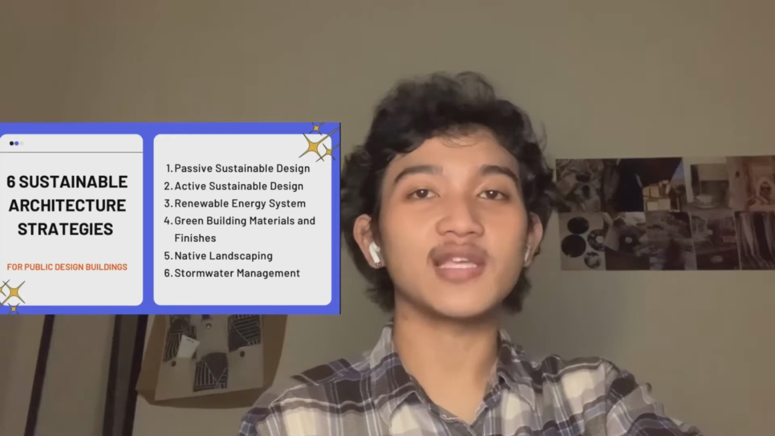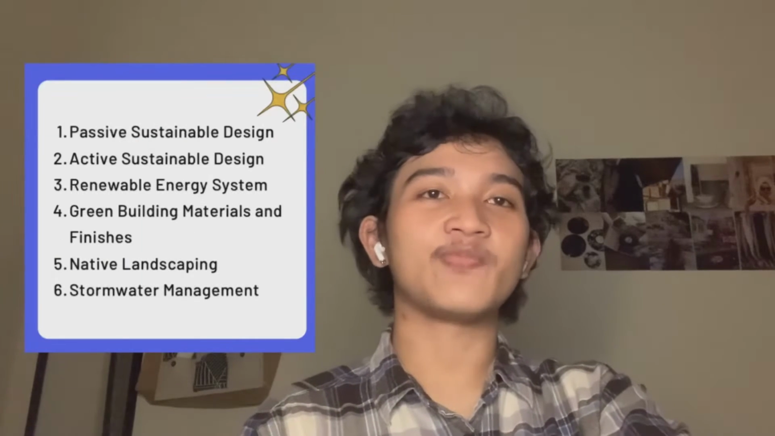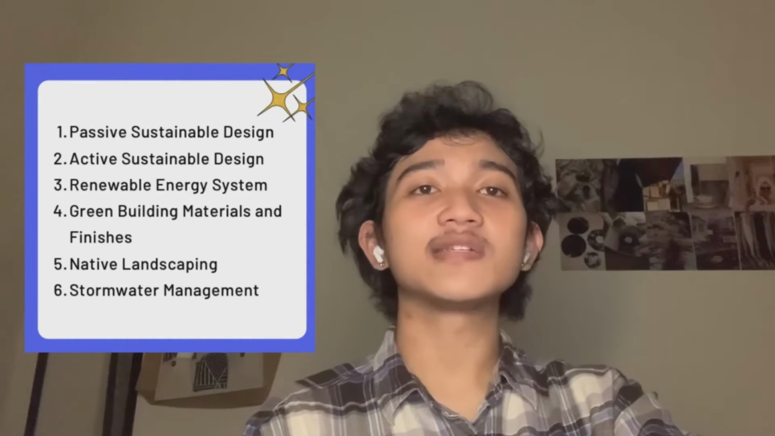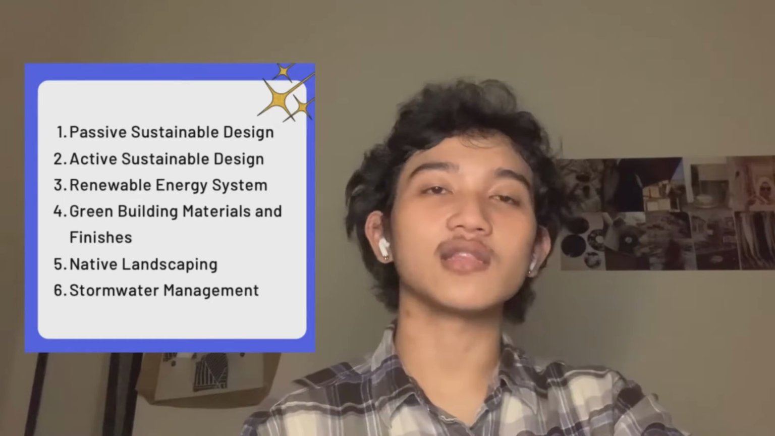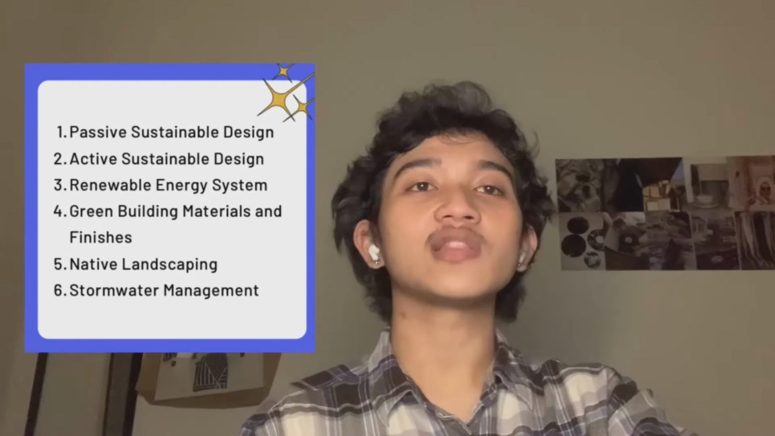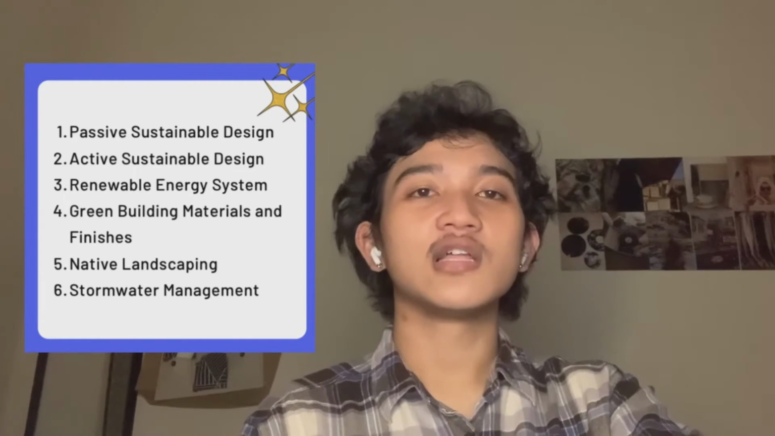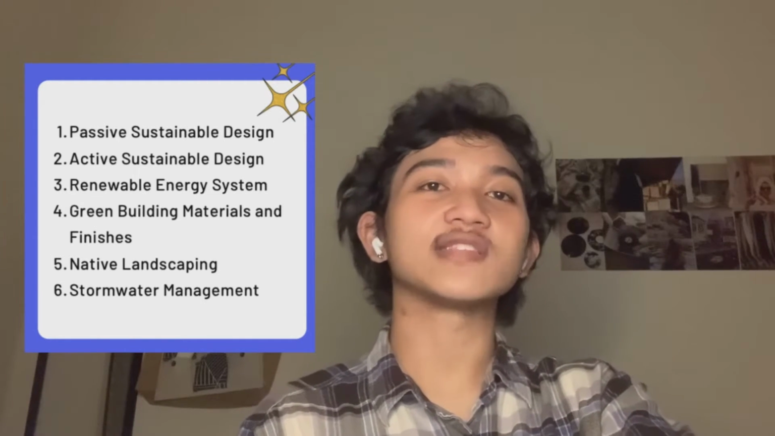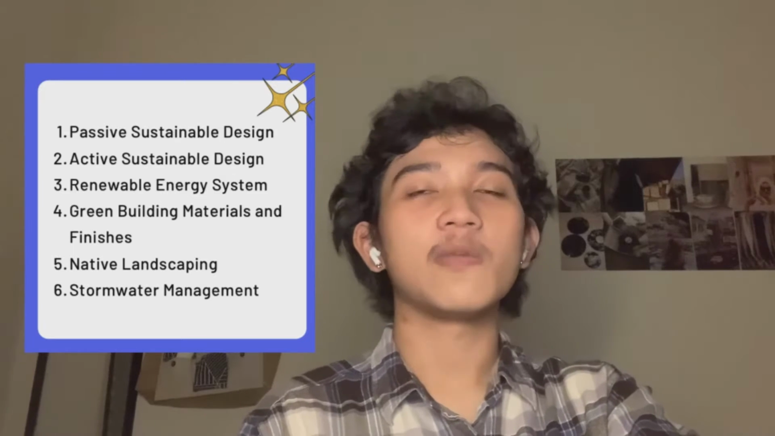So basically, we have 6 sustainable architecture strategies. It's for public design buildings. The first one is passive sustainable design. Number 2, active sustainable design. Number 3, renewable energy system. Number 4, green building materials and finishes. Number 5, native landscaping. And number 6, stormwater management.